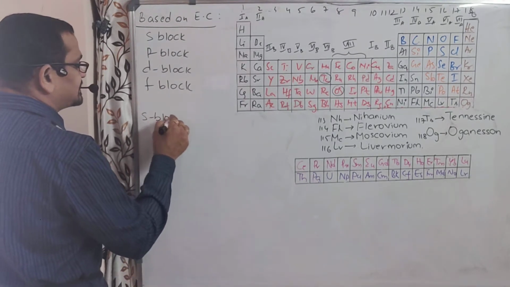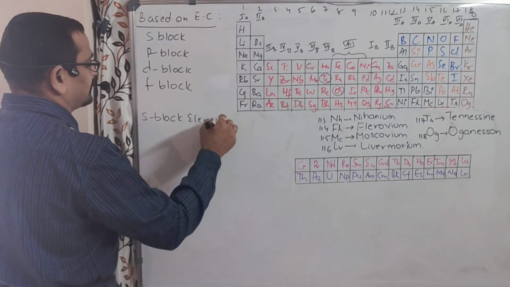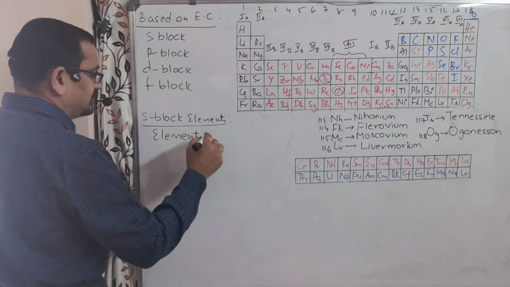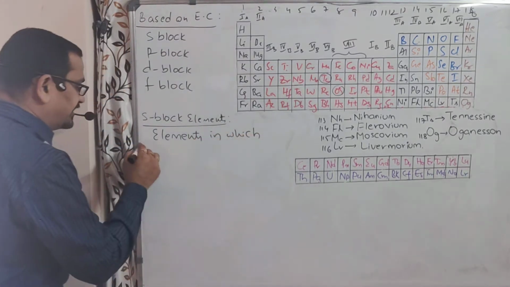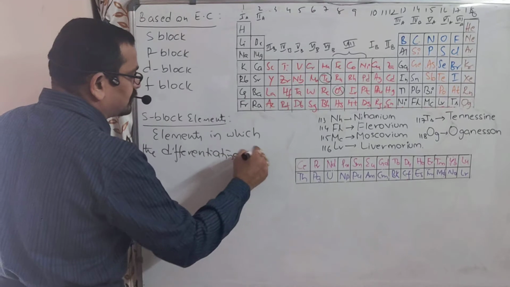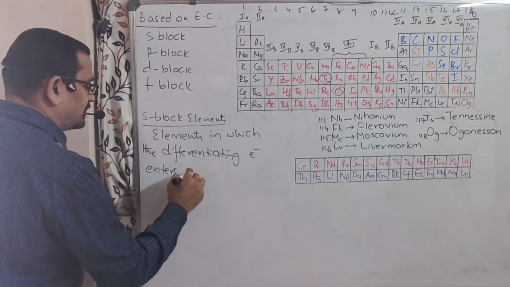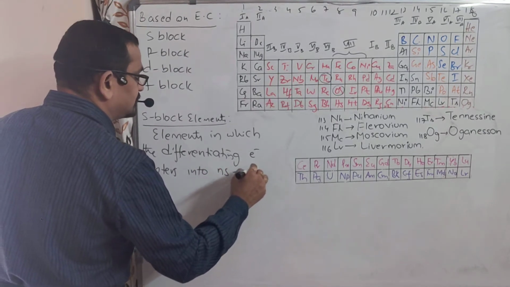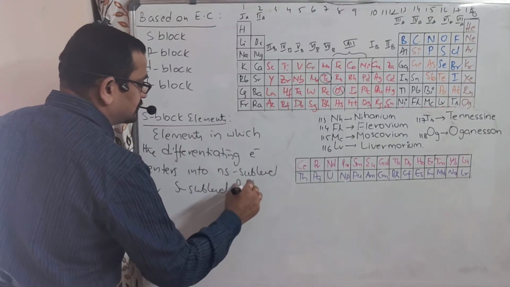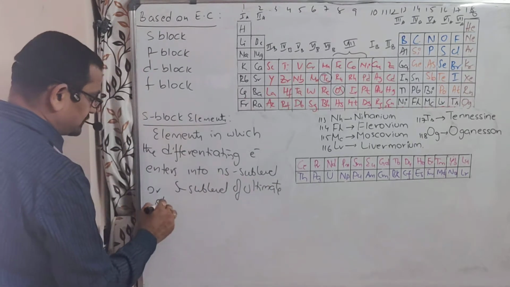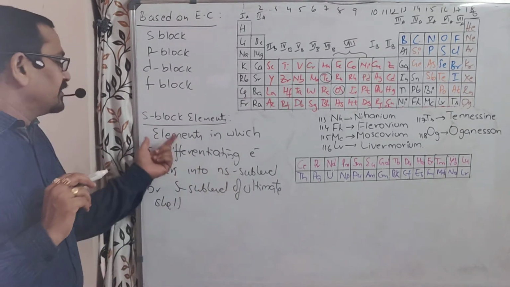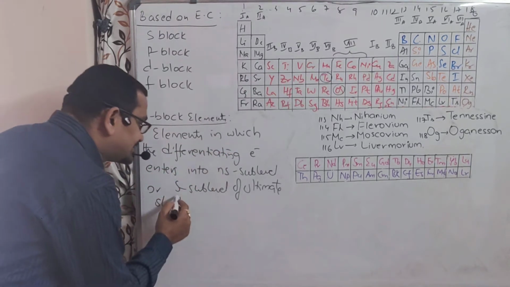Now, what are S block elements? Definition: the elements in which the differentiating electron enters into the NS sublevel or S sublevel of the ultimate shell. You can call it in either way. So elements in which the differentiating electron enters into the NS sublevel, that is one definition, or elements in which the differentiating electron enters into the S sublevel of the ultimate shell.